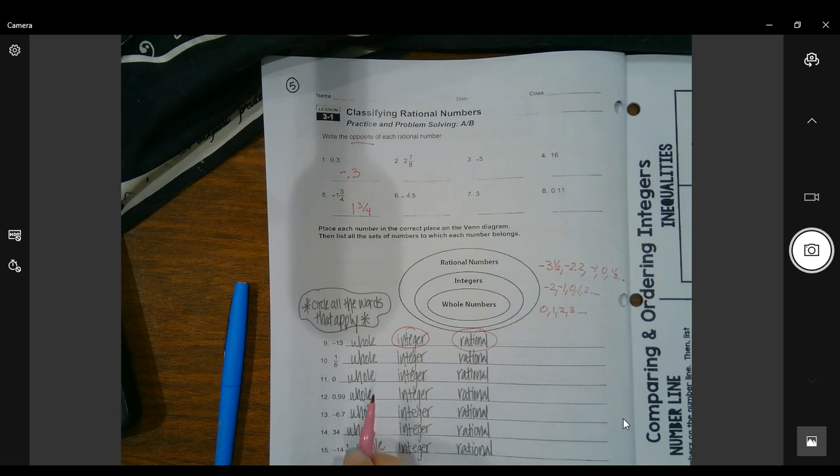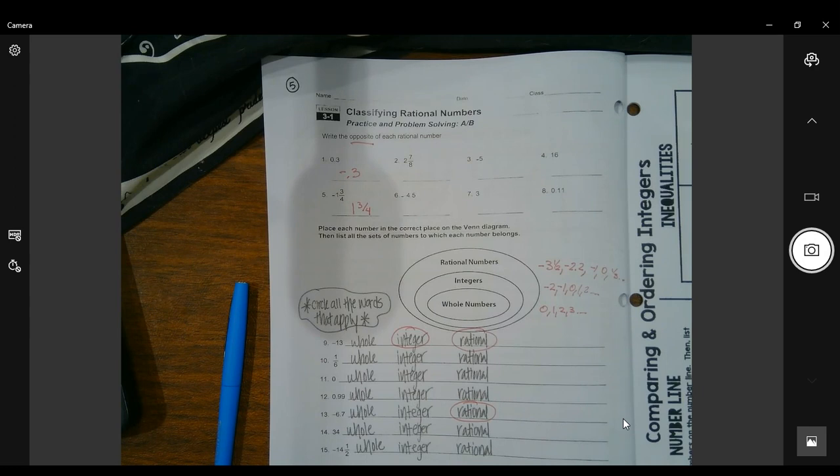Let's skip down to number 13. So is number 13, -6.7, a whole number? No. Is it an integer? A lot of you might have said yes, because the trap is that people think integers are negative numbers. Well, it's negative and positive whole numbers. Is -6.7 a whole number? No, it's not. So it's actually only rational.